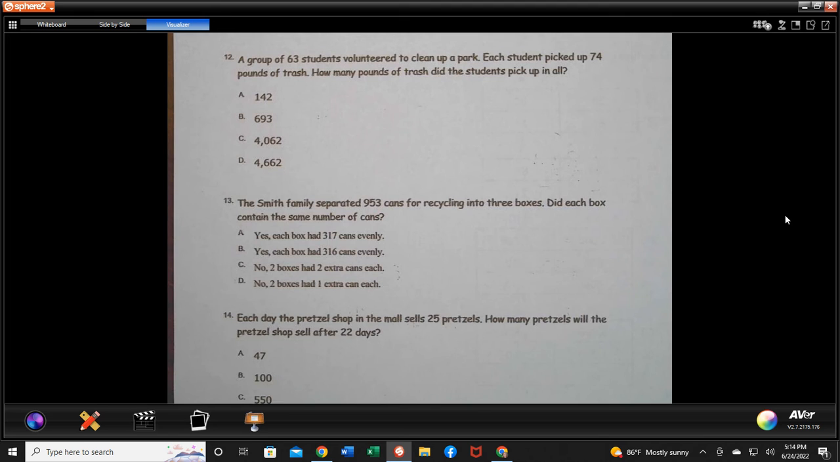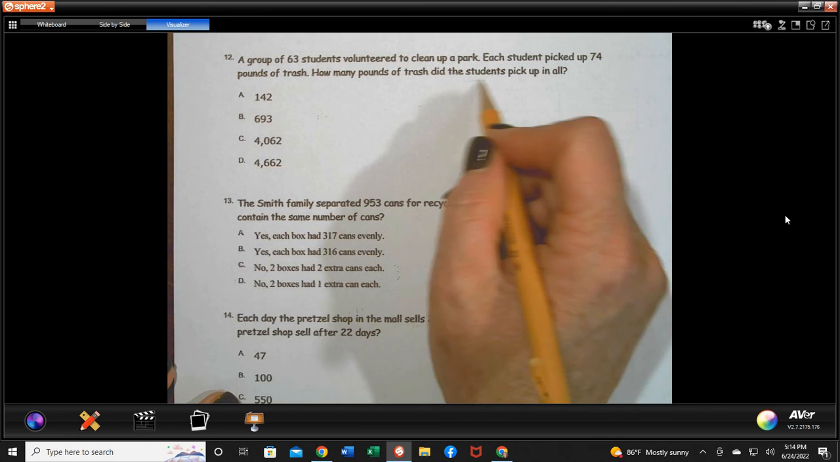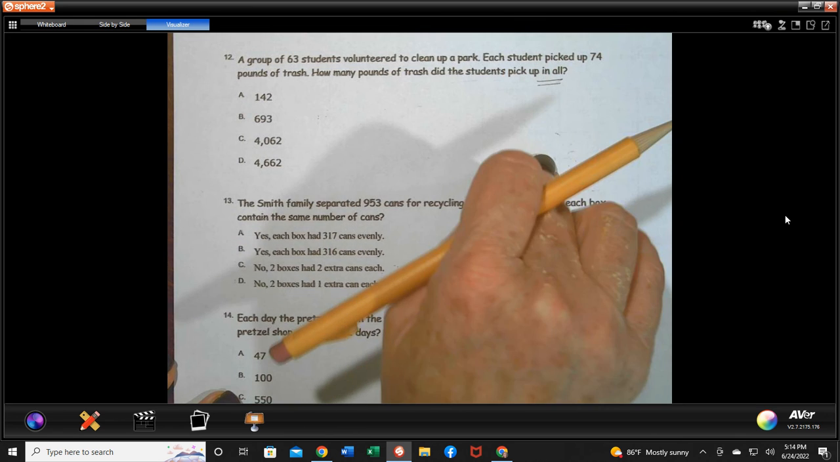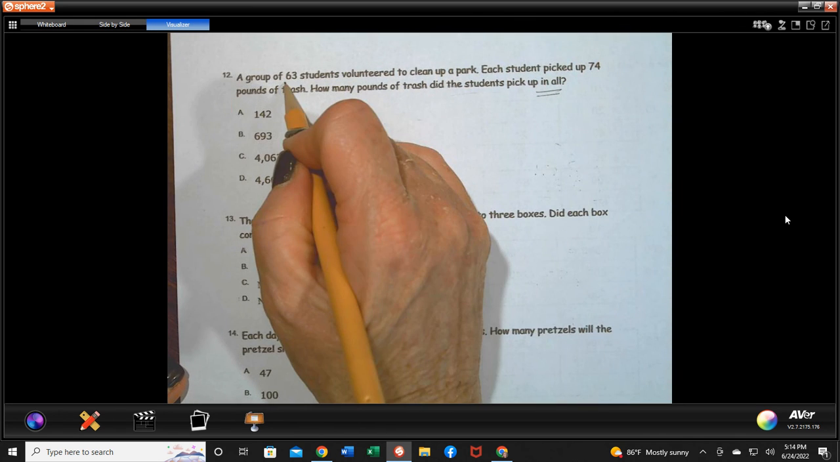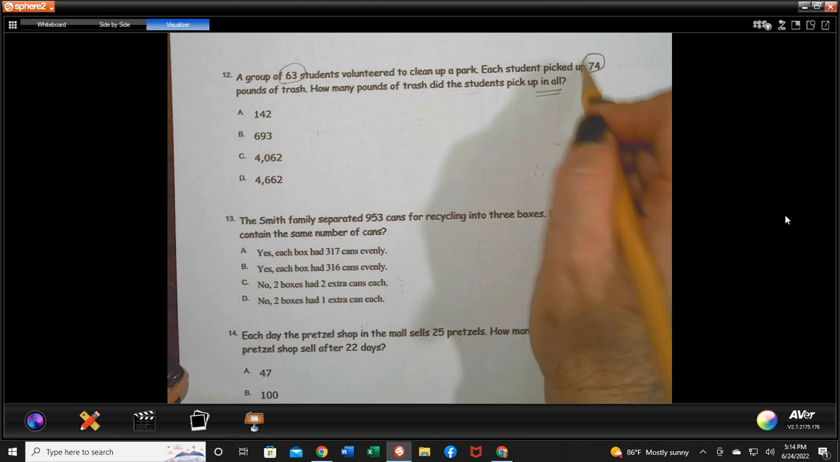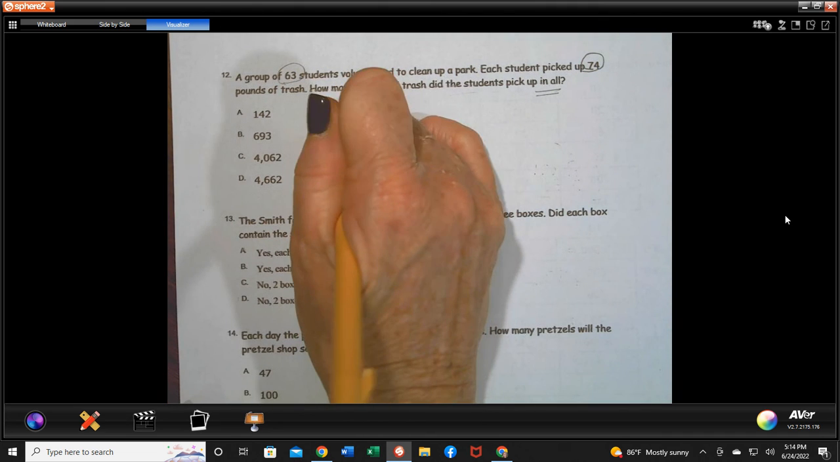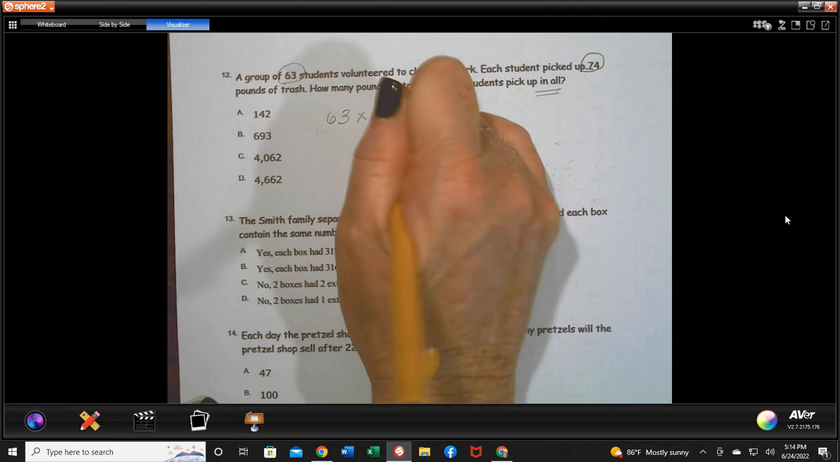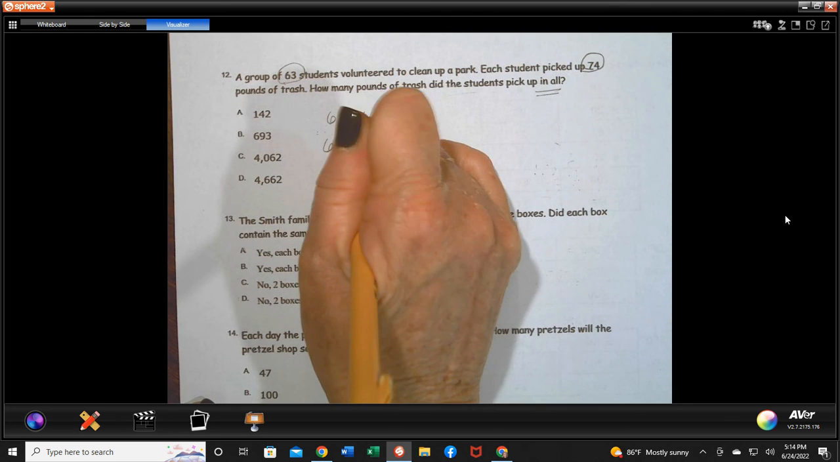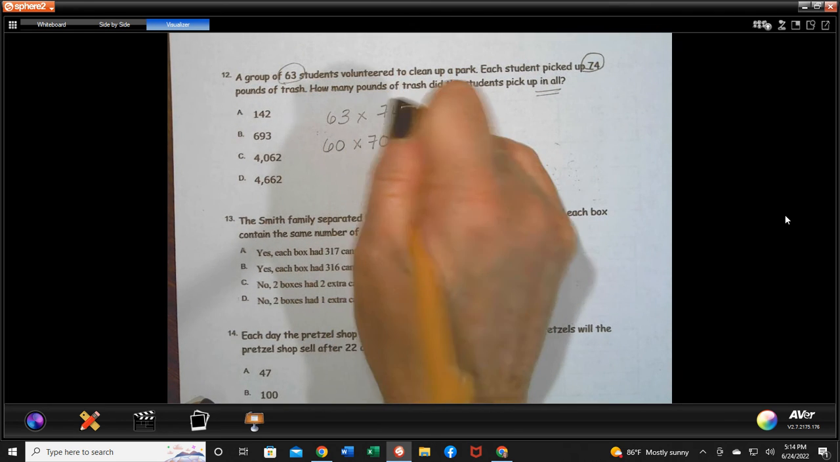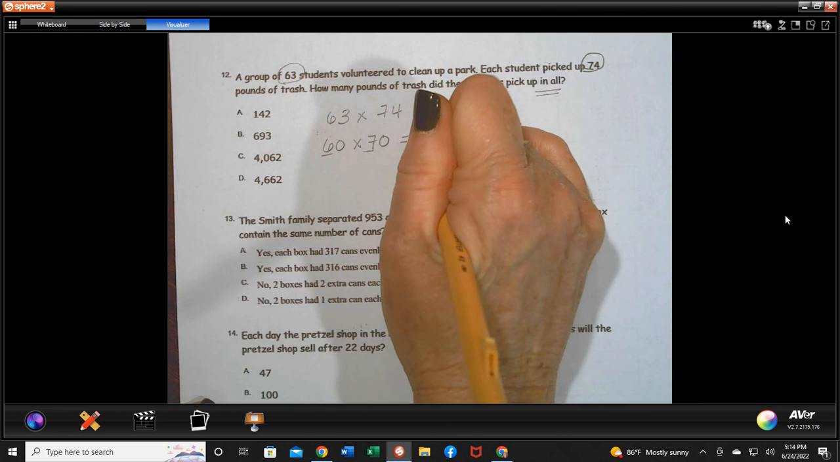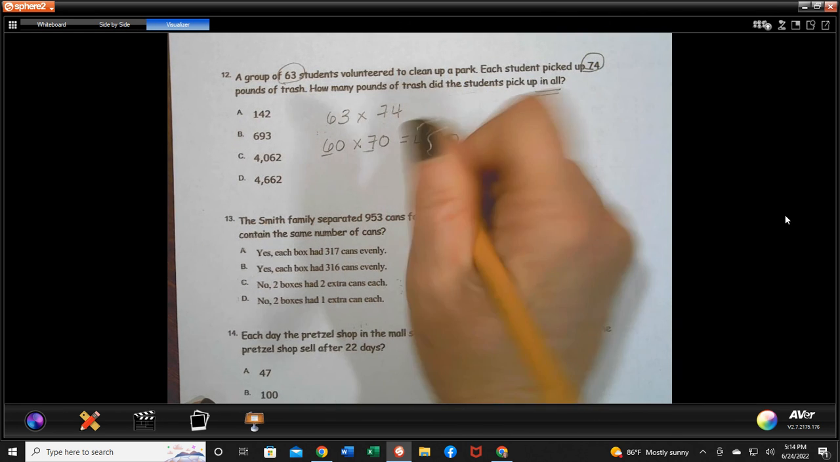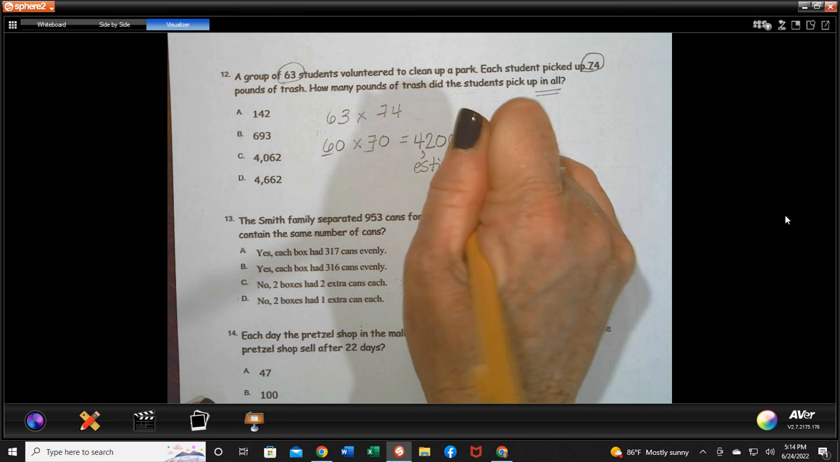Number 12, a group of 63 students volunteered to clean up a park. Each student picked up 74 pounds of trash. How many pounds of trash did the students pick up in all? All right, that tells me I'm going to be multiplying. So we have 63 groups of 74 pounds. So 63 times 74. I'm going to get a real quick estimate. Just going to round 60 and this one to 70. 6 times 7, my basic fact is 42. And next those 2 zeros, so I get an estimate of 4,200 pounds.